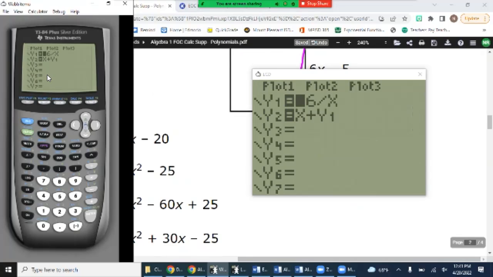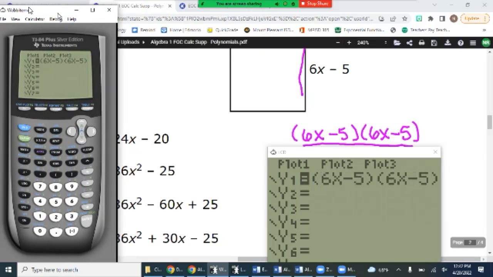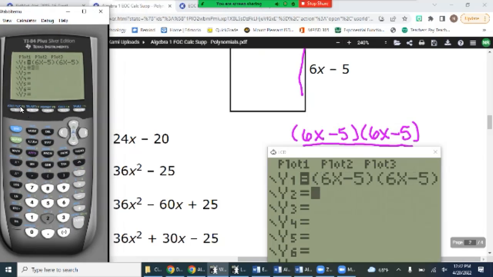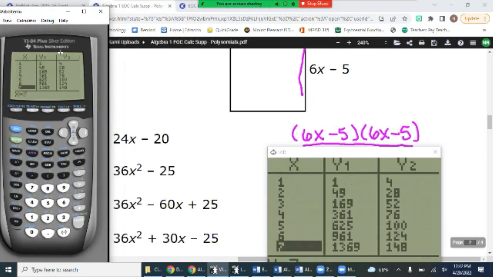So go to Y equals, clear everything out, type your binomial, type in the 6x minus 5 times 6x minus 5 into Y1, and your answer choice one at a time into Y2. So the first one I'm going to try is 24x minus 20. And then we hit second graph. Do we get the same numbers? Do we get equivalent numbers? We do not. So that is not the correct answer. So now let's try B.